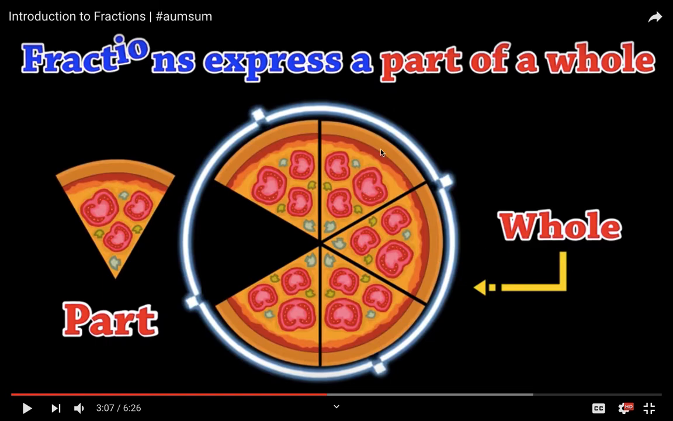Okay, so in this picture, I showed you this video yesterday. The whole pizza, that's a whole, and one slice is just a part. So I see there's 1, 2, 3, 4, 5, 6 pizza slices total. So it'd be 6, and there's one part on top, so it'd be 1 over 6.